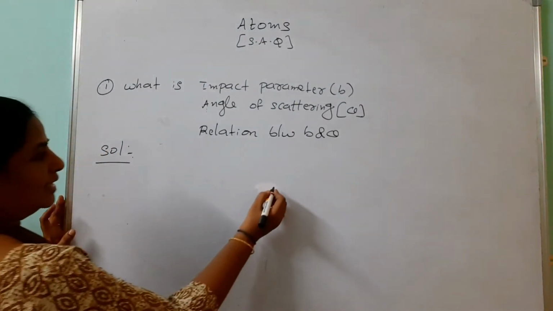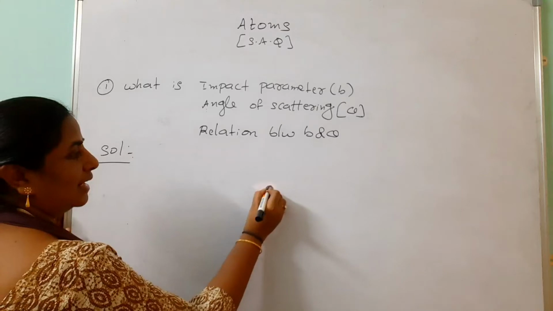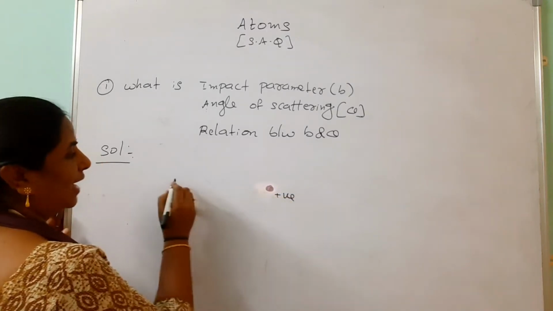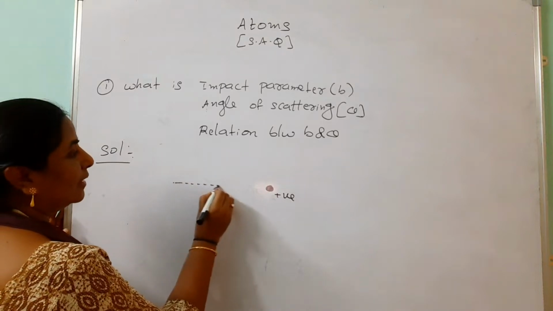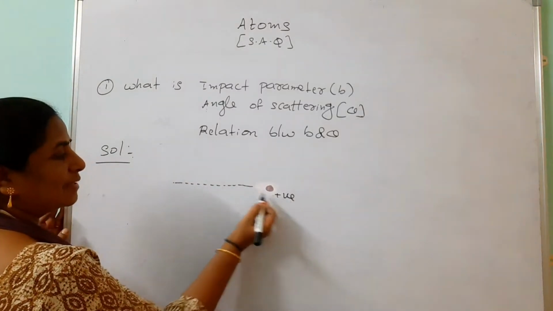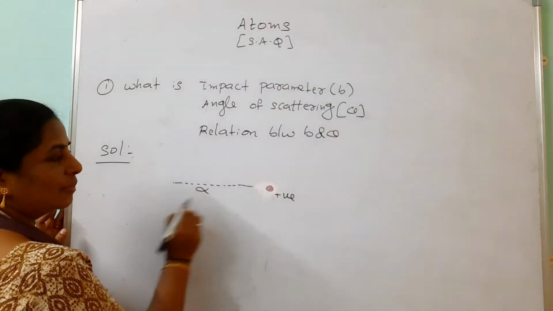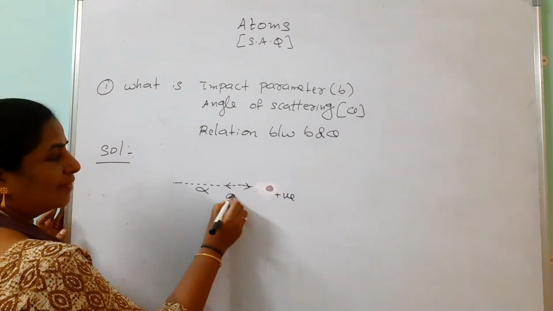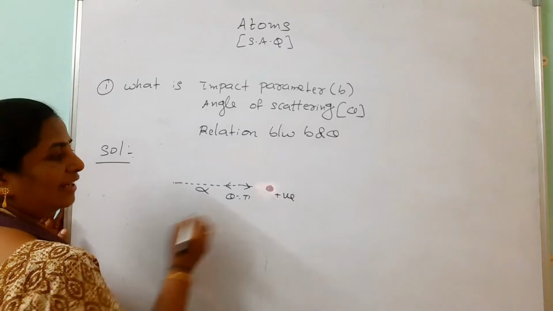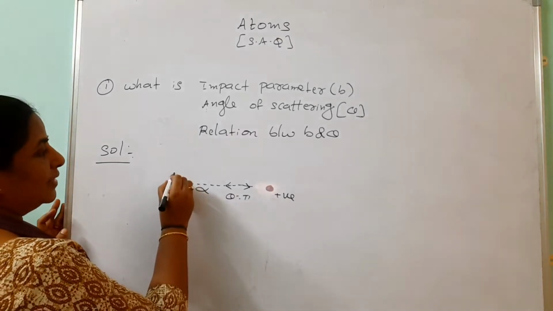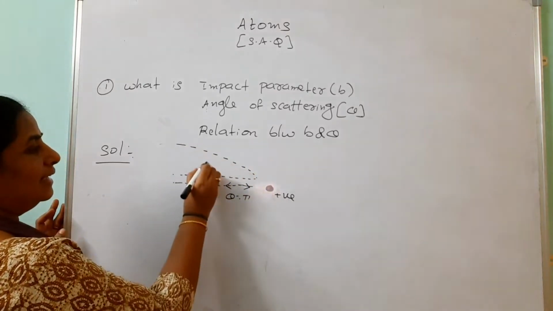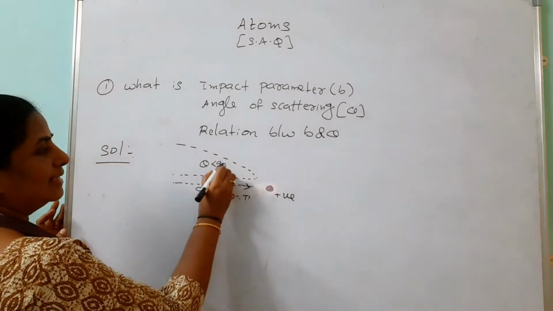Suppose this is the atom, and the center of the atom has the nucleus, with positive charge. When alpha particles come towards this, what happens? The nucleus is positive and the alpha particles are also positive, so they are retraced back. Here the angle of scattering is how much? Theta equals pi. Then suppose we take some more distance, then these are deflected. Here theta is less than 90 degrees.